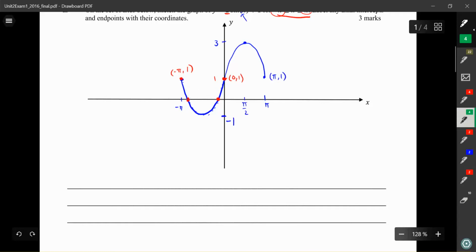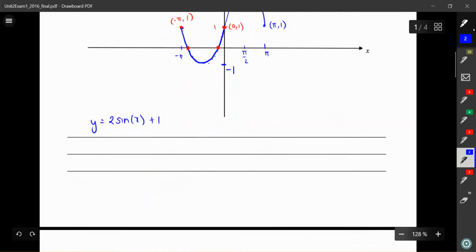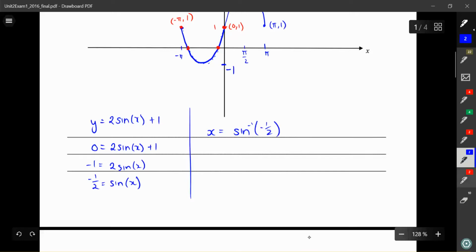So let's go back to our equation and we say, all right, well, y equals 2 times sine of x plus 1. And we know that y equals 0 for the x-intercept. So 2 sine of x plus 1 equals 0. Minus 1 on both sides. Divide by 2 on both sides. And now my goal is to solve for x, which then x would equal sine inverse of -half. This is where you're going to use your unit circle.